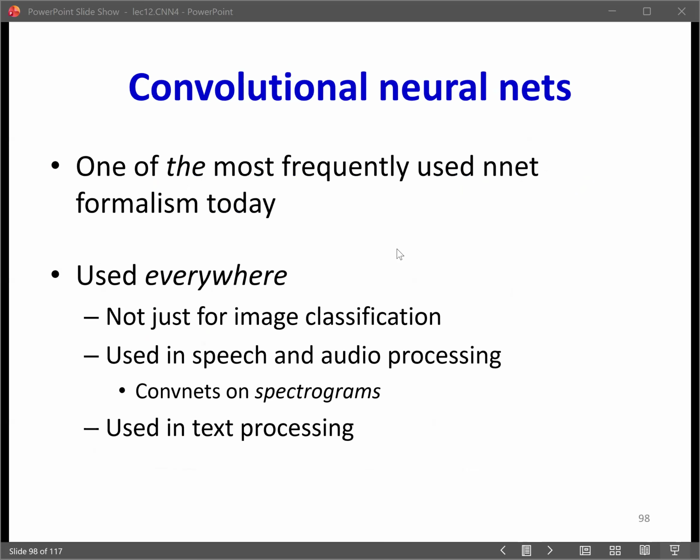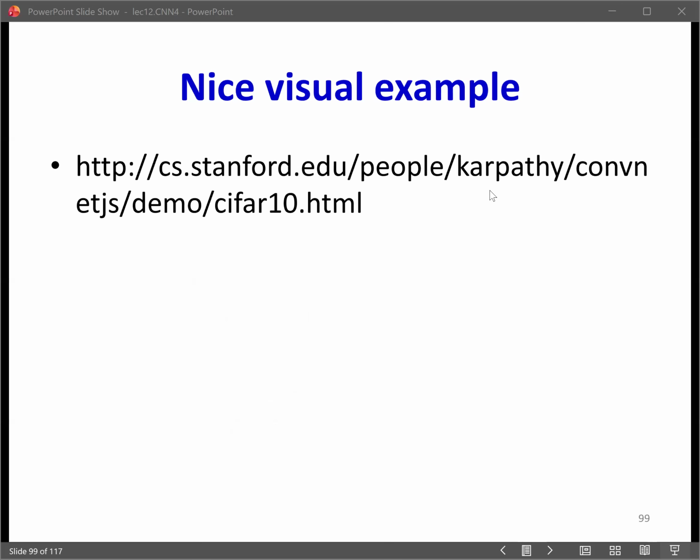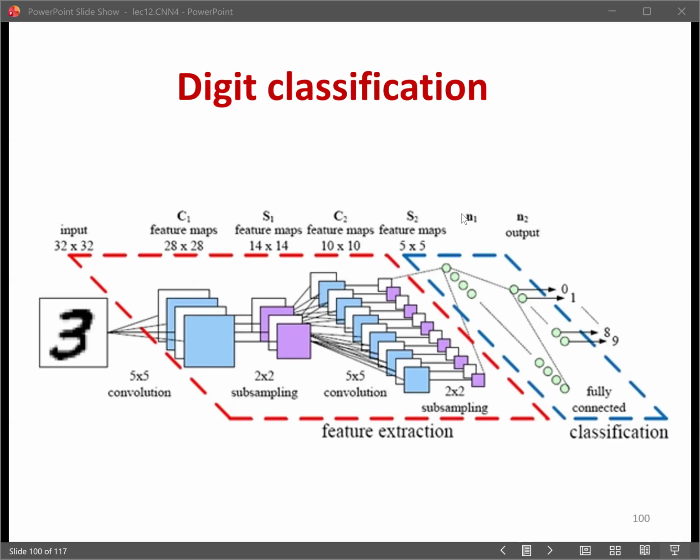CNNs are one of the most frequently used NNet formalisms today, used everywhere, not just for images. They're used in speech and audio processing, and they're even used in text processing, amazingly enough, right? If you go to Andrej Karpathy's Stanford webpage, you can get some very nice visual examples. So let's spend a little time going through the history. The first really viable CNN was Yann LeCun's LeNet. This was from, I think, the original paper.